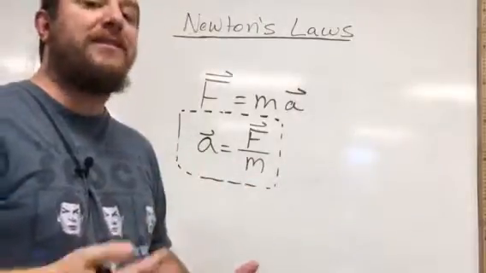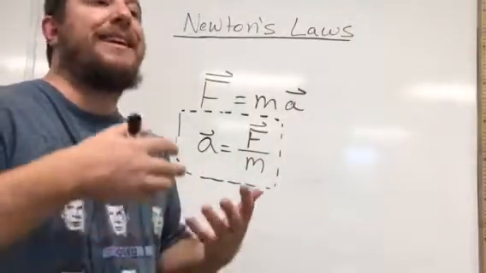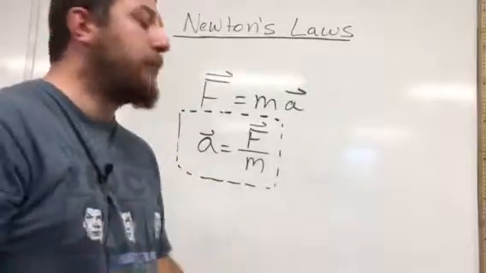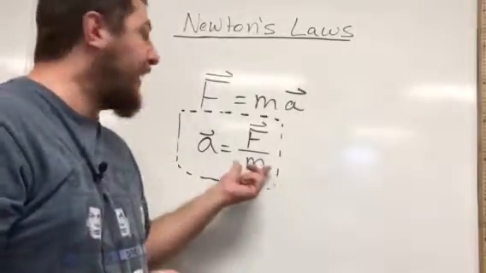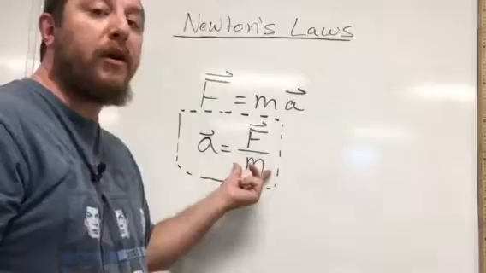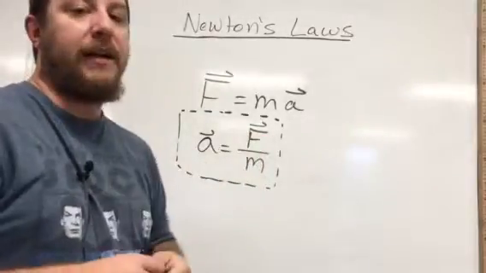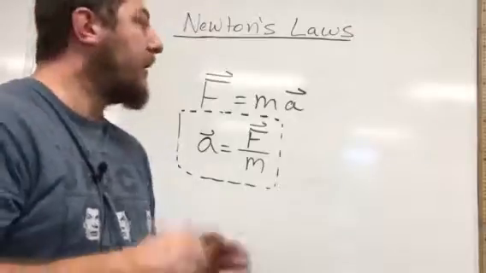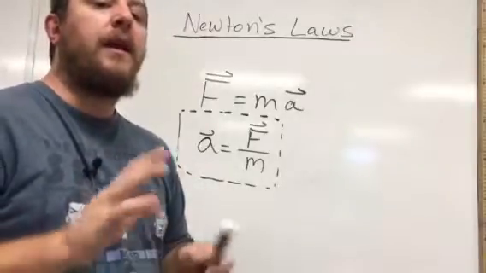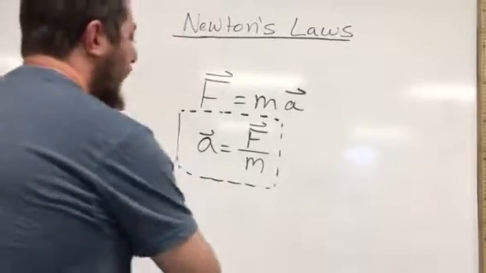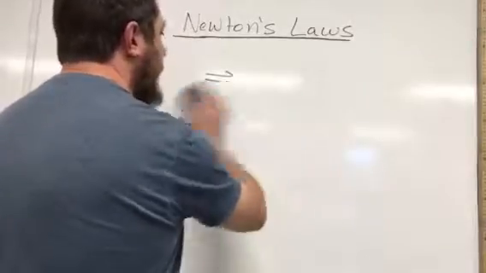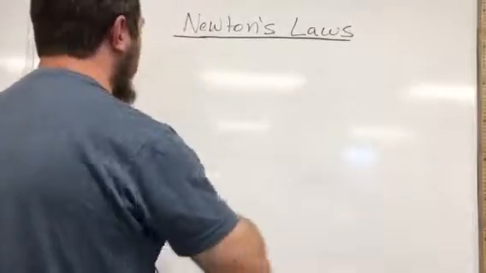Now remember, the mass is a measure of inertia. It is its resistance to motion. So it would make sense that a heavier object, an object with more inertia, is going to experience a smaller acceleration for any given force. All right, I just wanted to make that very, very clear. Now let's do a quick example. And before we do that, let's introduce the units on force.